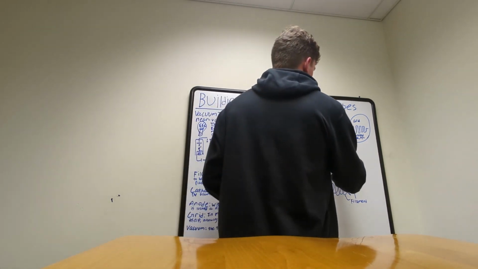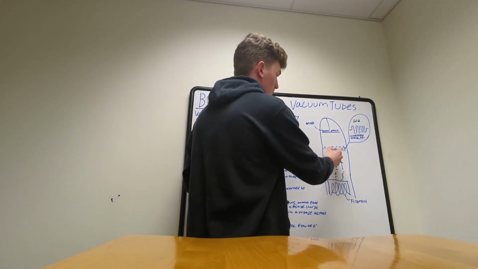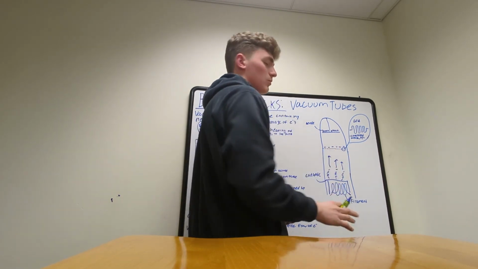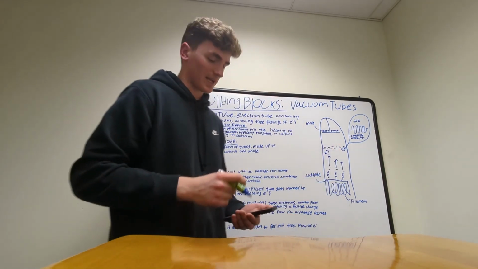So by applying a negative voltage across this grid, these negative electrons are going to reach this grid, and due to some properties that we're familiar with in this class already, they're going to reach this grid and turn around, because like charges like to repel each other.